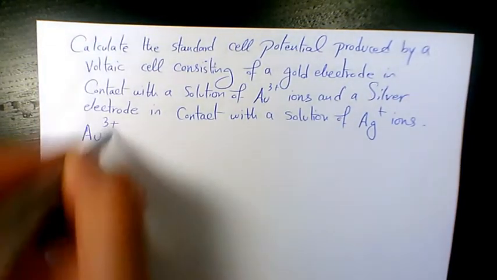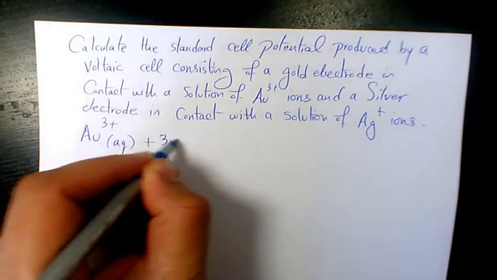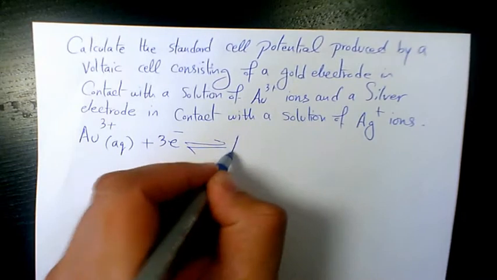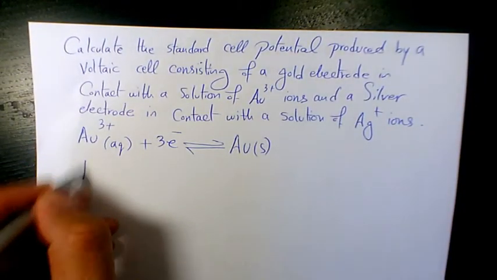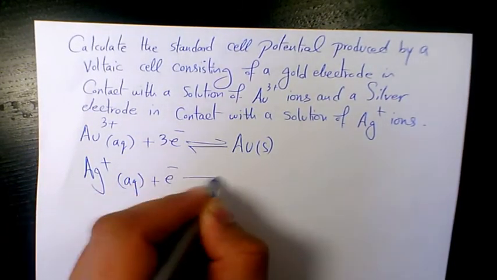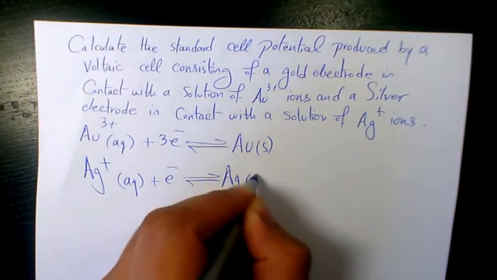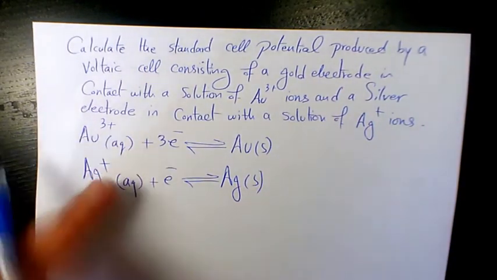Au in ionic form, 3 plus, plus 3 electrons is going to give us gold in solid phase. On the other hand, we have Ag plus, plus 1 electron is going to give us solid silver. These two reactions are both in reduction form.